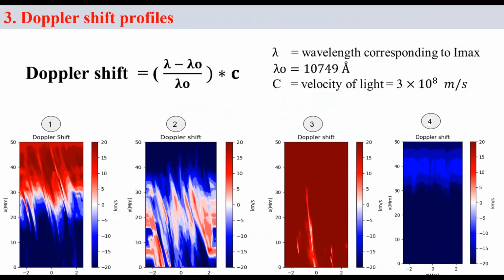Coming on to the next parameter, the Doppler shift. The Doppler shift range we have taken is approximately -20 to 20, just for ease of observing how these profiles vary, and not completely according to scale. You can see there are areas of blue shift and red shift. The basic equation for the Doppler shift is delta lambda by lambda times c, and the lambda 0 we have taken corresponds to iron 13, approximately 10749 angstroms.